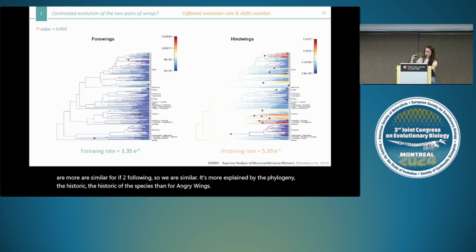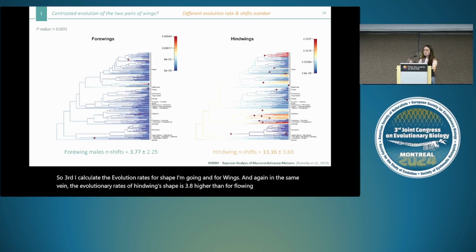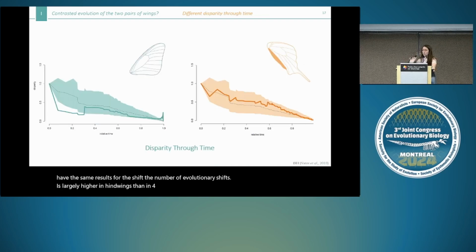So third, I calculate the evolution rate for shape, hindwings, and forewings. And again, in the same vein, the evolutionary rate of hindwing shape is 3.8 times higher than for forewing shape. And we have the same results for the shifts. The number of evolutionary shifts is largely higher in hindwings than in forewings. And fourth, the last, the disparity through time.